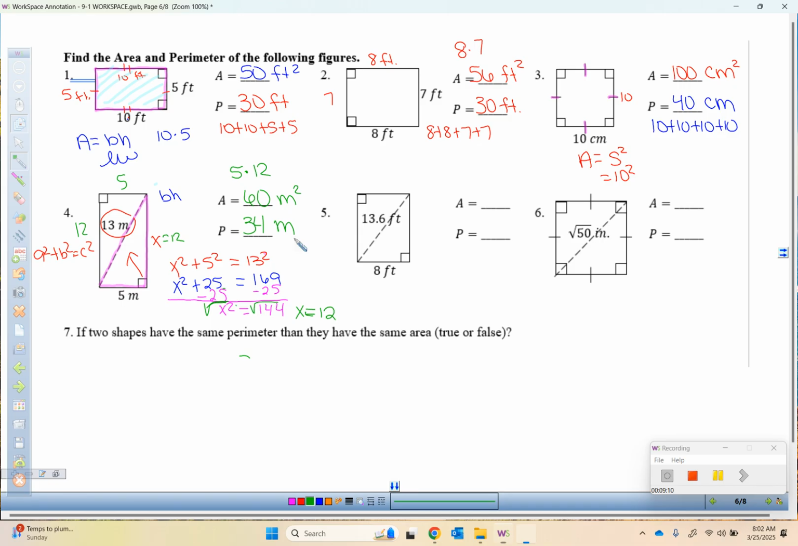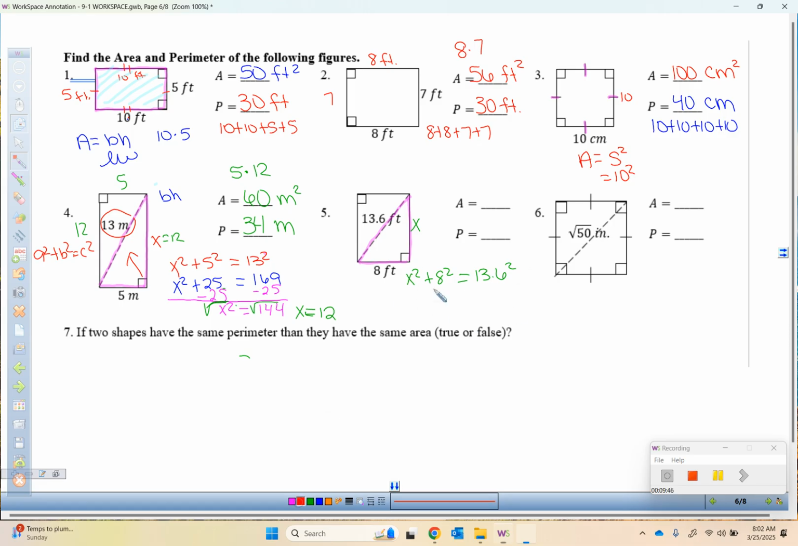We're going to do number 5 the same way. Number 5 also gives us one side. It gives us our base. It does not give us a height, but it gives us the diagonal once again. So using the Pythagorean theorem, we can come up with this side over here. And I'm going to call him x. So I'm going to have x squared plus 8 squared equals 13.6 squared.